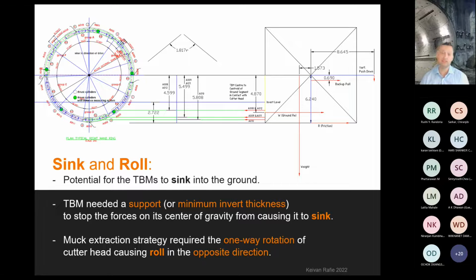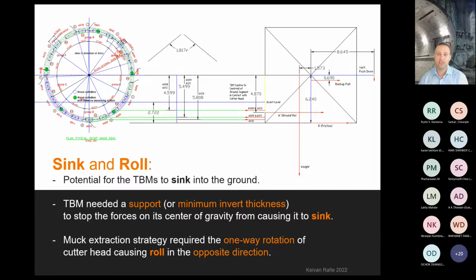The other main challenge with the partial excavation was the chance that the TBM could potentially sink into the ground. This was experienced on some of the previous projects that tried that. The calculations showed that the TBM needed the support of a minimum invert thickness to stop the forces on its center of gravity from causing the TBM to tend to move downwards.